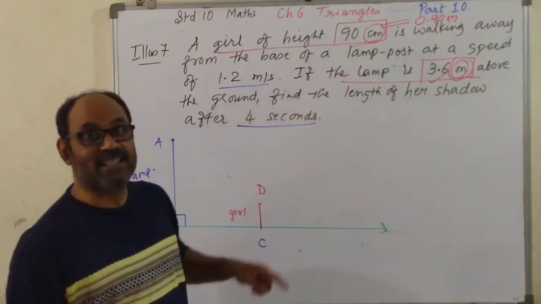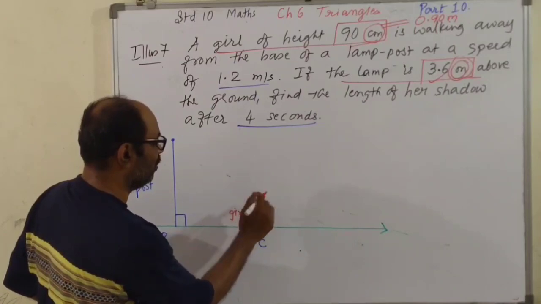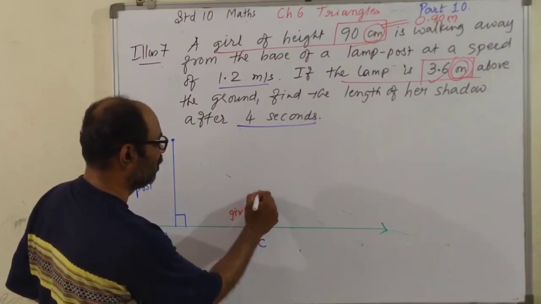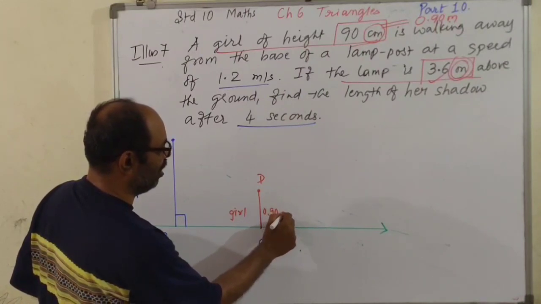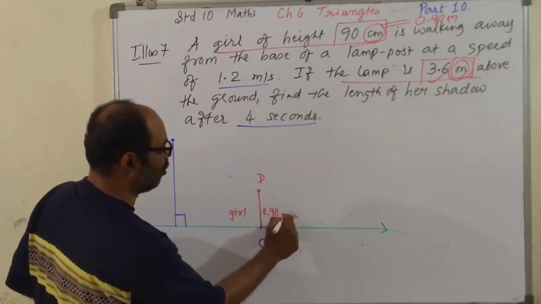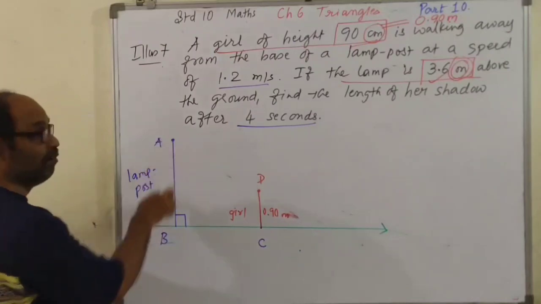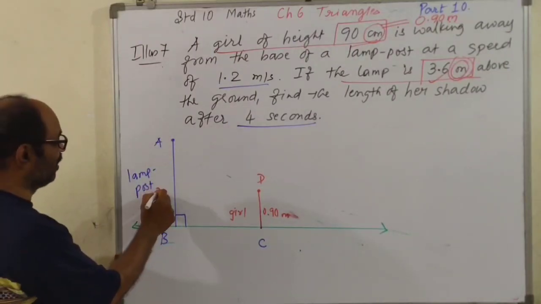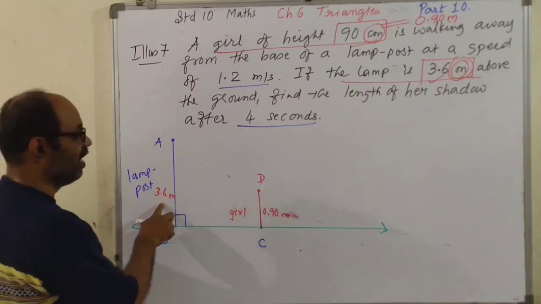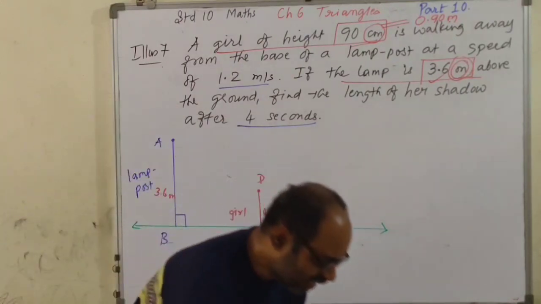The height of the girl is, I'll make it a little taller so that I can write that, 0.90 meter. This is the lamppost. AB is the lamppost. Height of the lamppost is 3.6 meter. Correct?